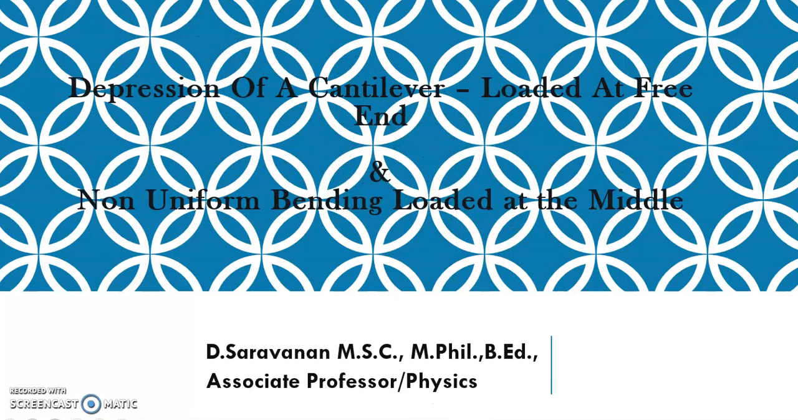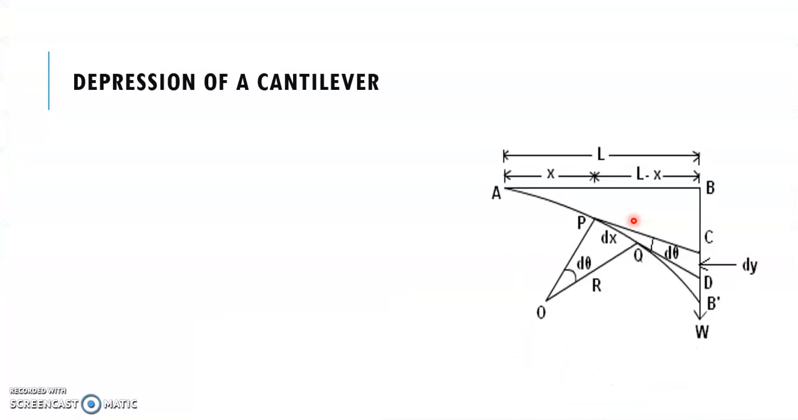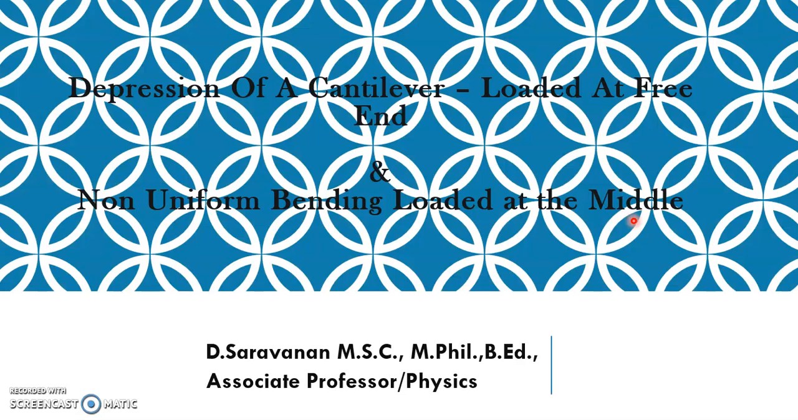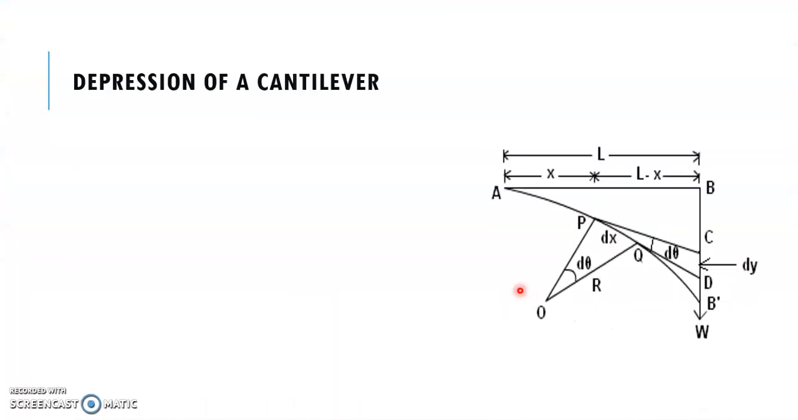Good morning. In this video, we are going to discuss the depression of a cantilever, loaded at the free end, and the non-uniform bending method, loaded at the middle of the beam. In the last video, we discussed three types of bending method: the uniform bending method, the non-uniform bending method, and the cantilever method. In this video, we discuss the cantilever and non-uniform bending method only.